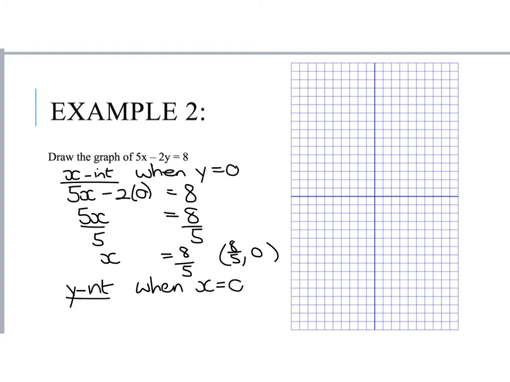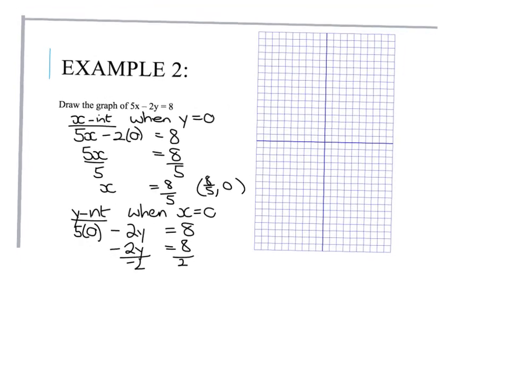Now our y-intercept, that's when x equals 0. So if we substitute in when x is equal to 0, we get 5 times 0, take 2y equals 8. So 5 times 0 is 0, negative 2y is going to equal 8. Divide both sides by negative 2, and y is going to equal negative 4. So therefore our point is 0, negative 4. We have 2 points. Excellent. We can draw a line.